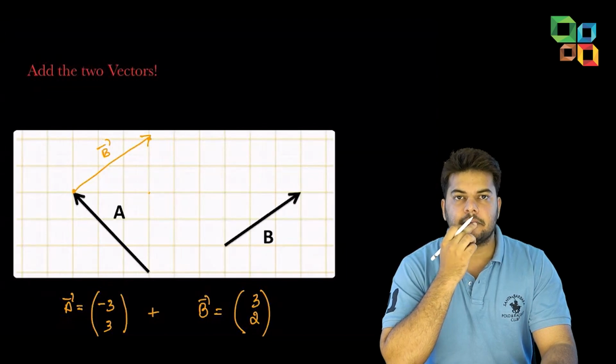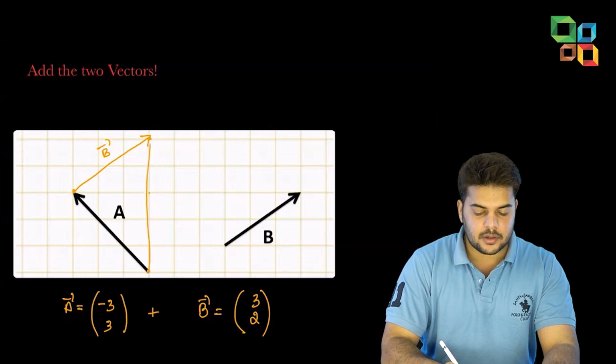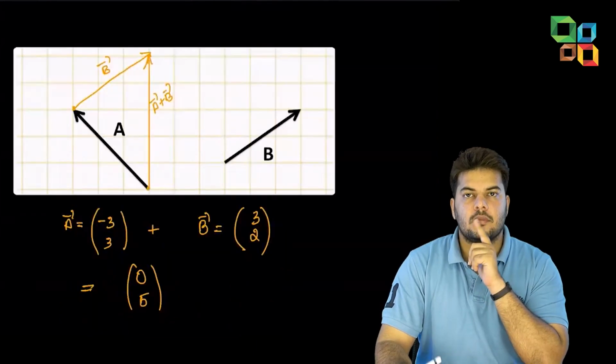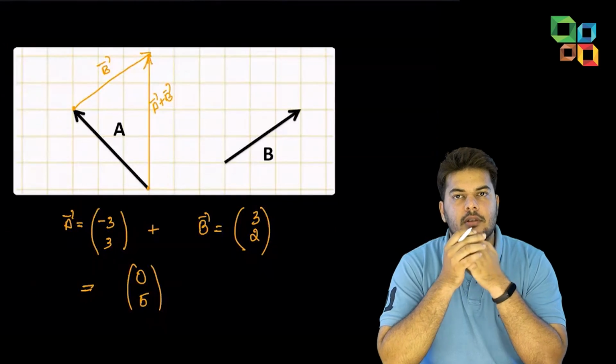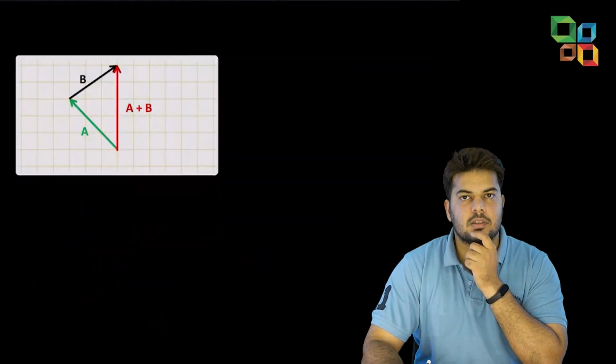I've copied it correctly. Right now, adding A plus B. Join the tail of the A vector to the head of the B vector. This is A plus B. And A plus B is 0, 5, isn't it? Look at that. Any doubts over here? Yeah, this is what it's supposed to look like.